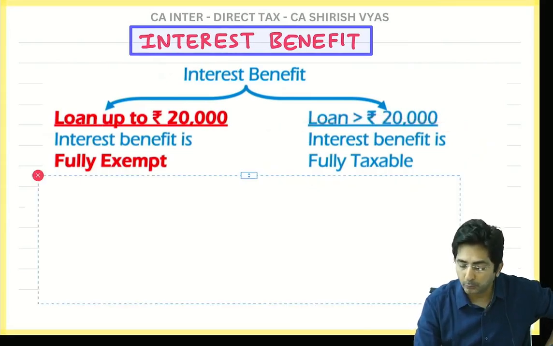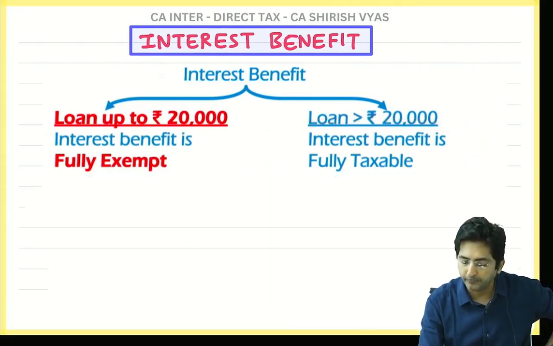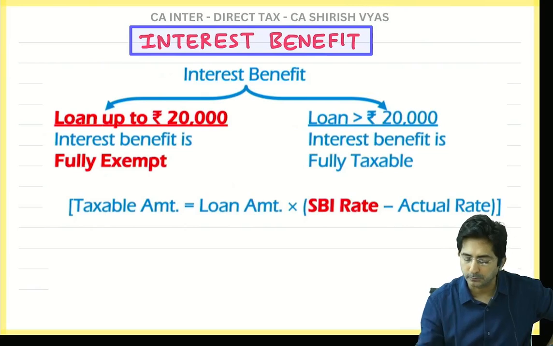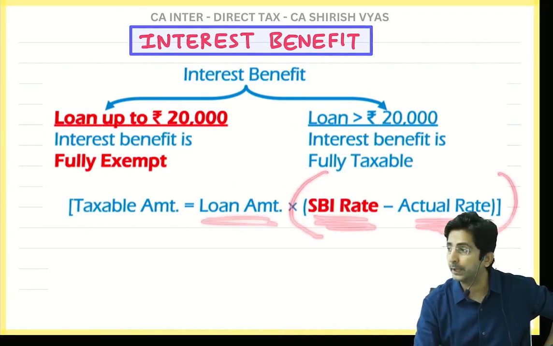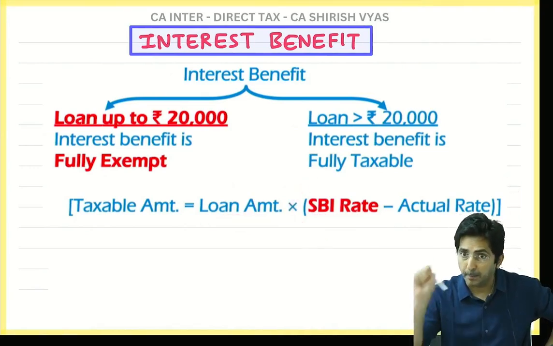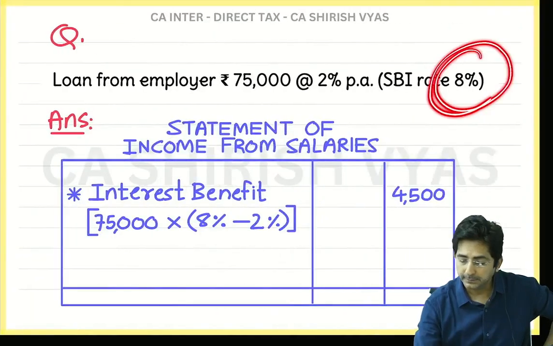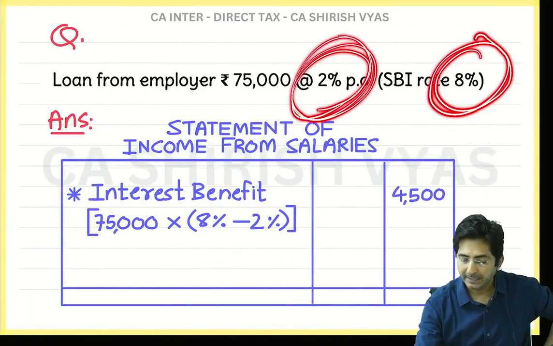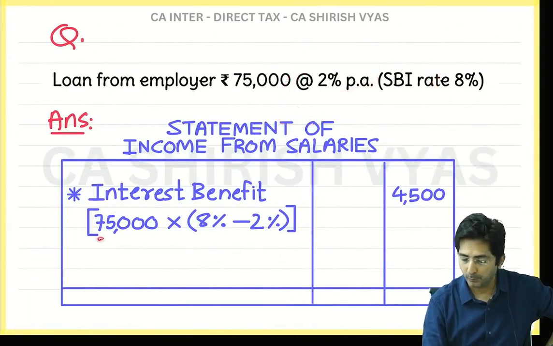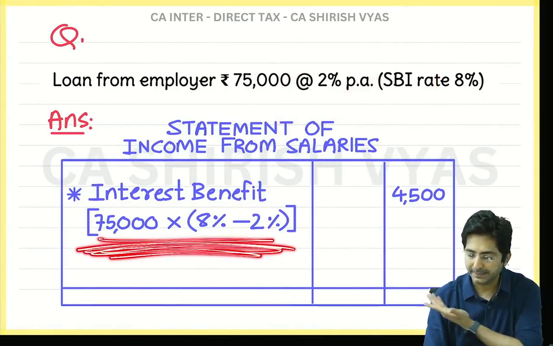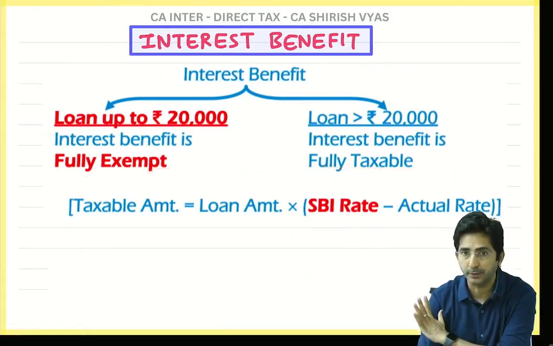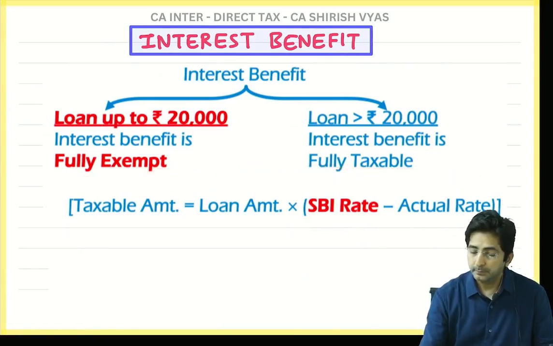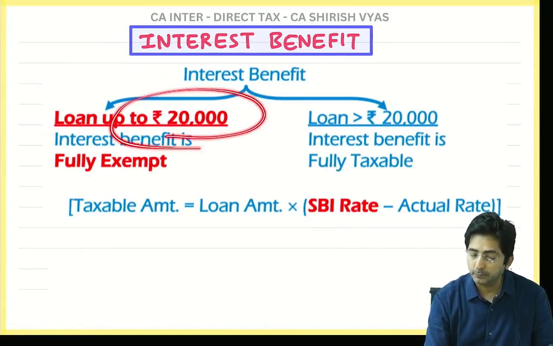And how will you calculate the interest benefit? There is a formula for this also. Loan amount multiplied by SBI rate minus actual rate. What do you mean by actual rate? The rate charged by the company. Like see here, this was the SBI rate and this is the actual rate. My formula was this only: loan amount into SBI rate minus actual rate.